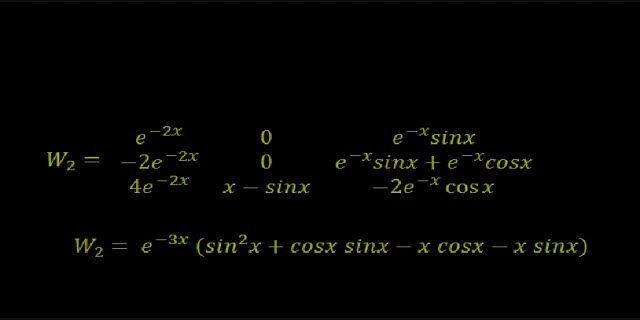Here we take our W2 by substituting column 2 by column 4 from W's matrix. Evaluating the 3 by 3 matrix gives us the W2.